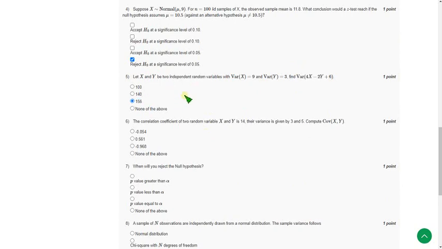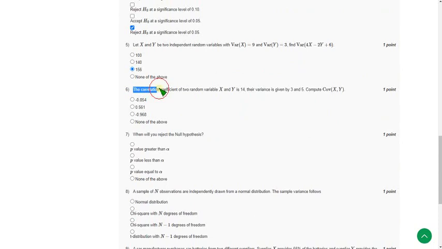Moving on to the sixth one, the correlation coefficient of two random variables x and y is 14. The variances are given as 3 and 5. They are asking the covariance. So the probable solution for the 6th question is none of the above, because when I did this, I did not get any of the 3 options above. So I am going with none of the above.